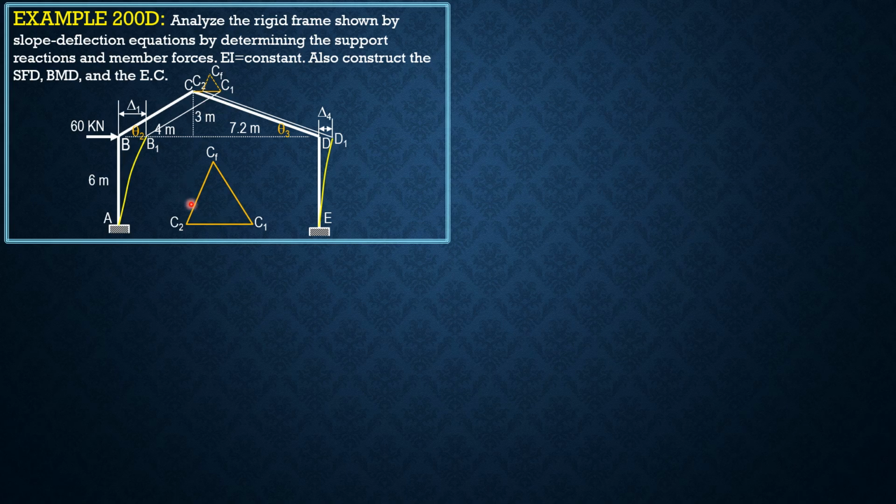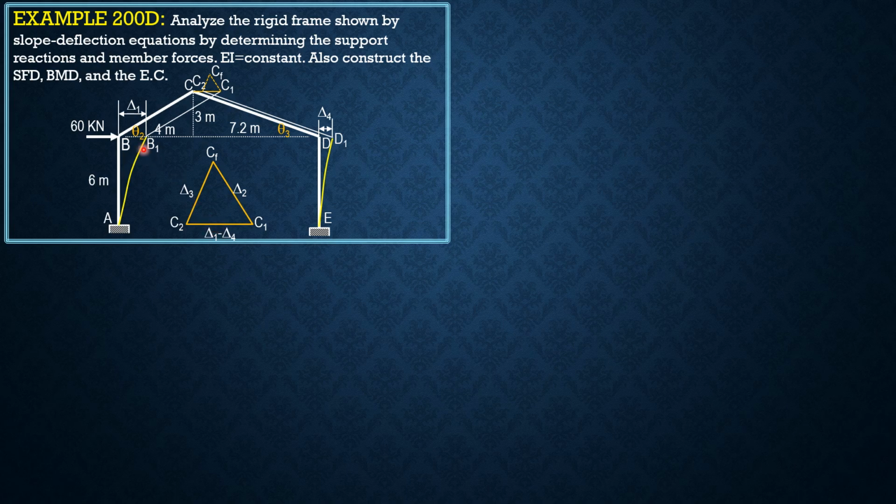This triangle here, C2, C1, CF, opposite to C2 would be delta 2. So this is delta 1 minus delta 4, the distance between C2 and C1. So this is delta 2, while opposite of C1 is delta 3 for side sway of member CD. Then we draw a line from CF down.